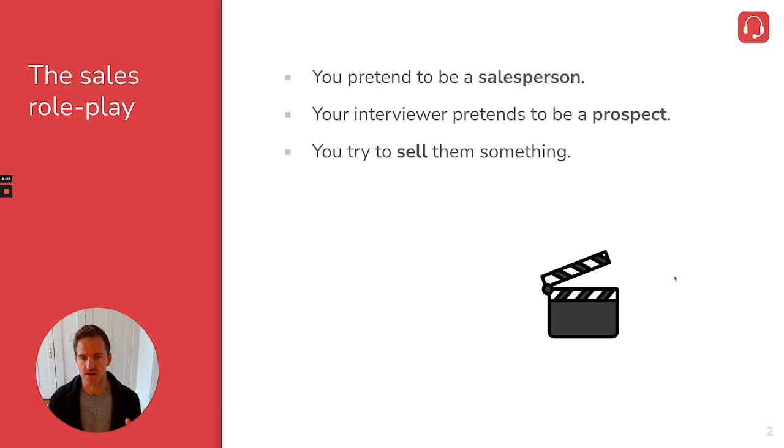But more often than not, the interviewer is actually going to ask you to sell them their own product, or in other words, the product that you will be selling if you get the job. And then you're going to go through a scenario where the interviewer pretends to be a prospect that's considering whether or not to buy the product, and you pretend to be the salesperson, and you actually try to sell them the product. So that's what a sales role play is.